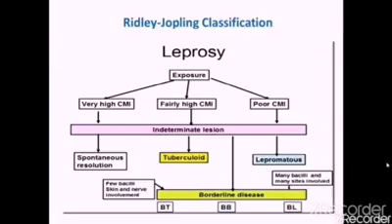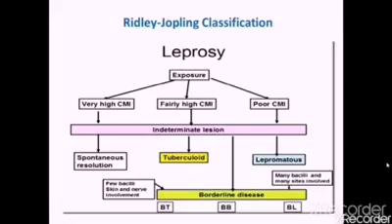Ridley-Joplin classification. But just before that, I will briefly discuss the WHO classification, in which there are two main types of leprosy. The first one is paucibacillary leprosy, and in this form of leprosy, few or very few Mycobacterium leprae bacilli are present in skin lesions. The second one is multibacillary leprosy, and in this form of leprosy, many or multiple bacilli are present in lesions.